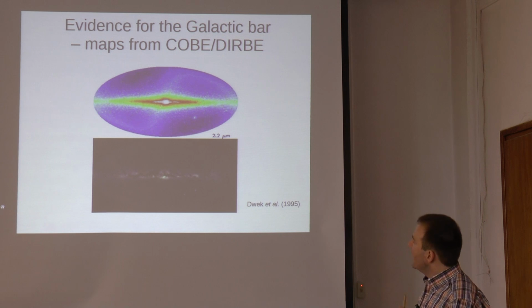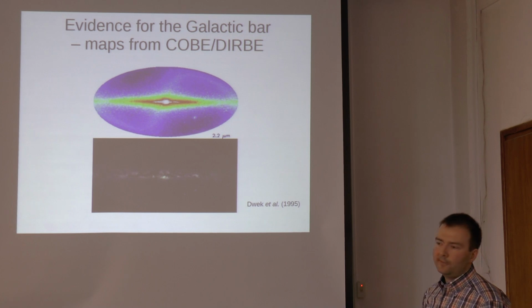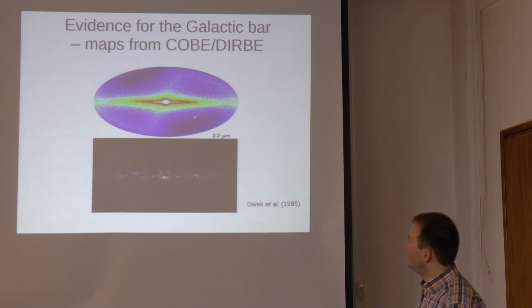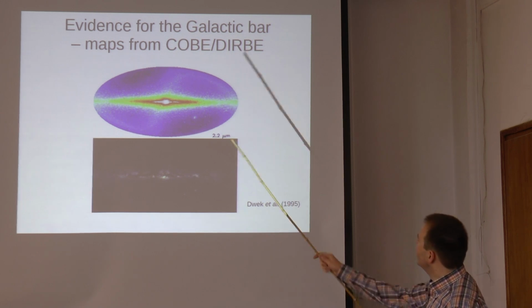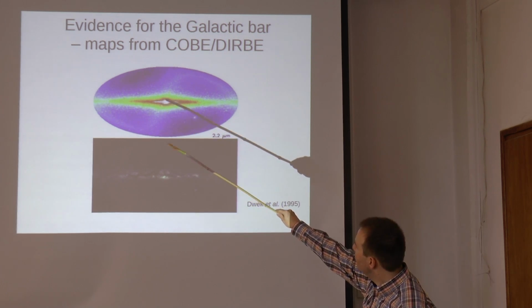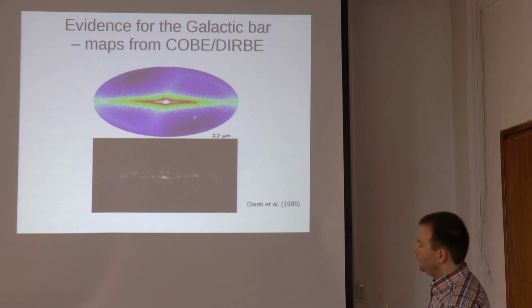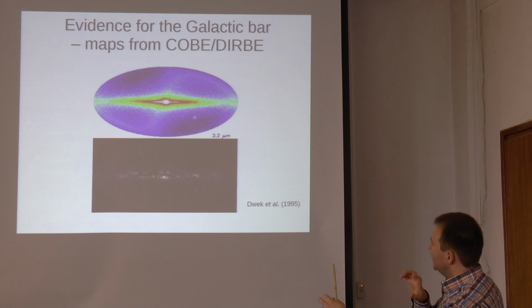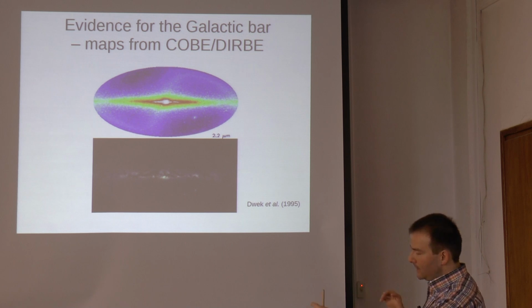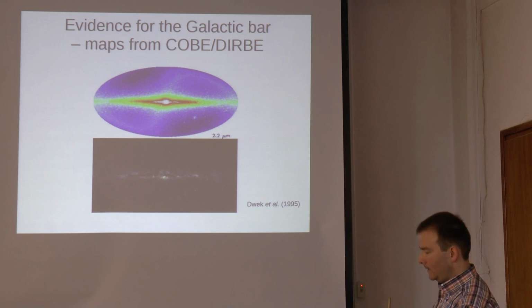And also the evidence for the bar was in the COBE data. COBE observed not only the microwave background, but also at shorter wavelengths, 2.2 micrometers in the DIRBE experiment. And you can see that this left side is thicker than the right side. So we can see that there is a bar inclined with respect to the line of sight from the Sun to the galactic center.